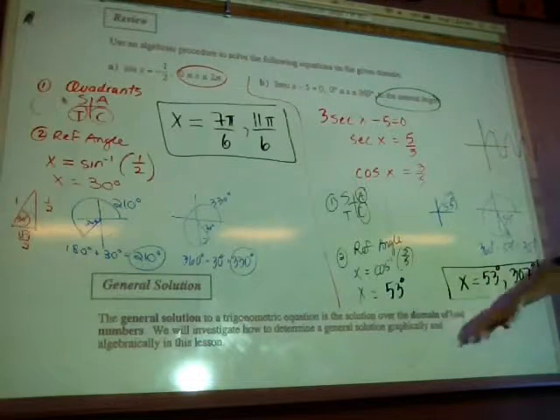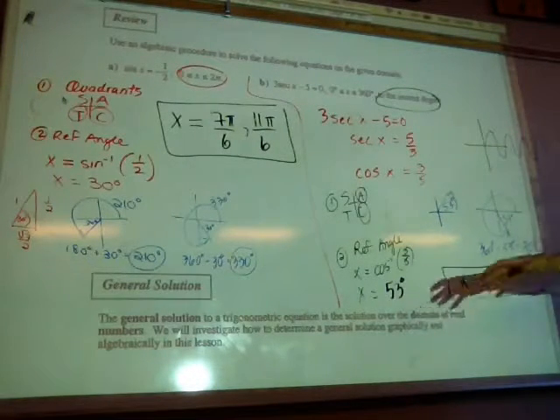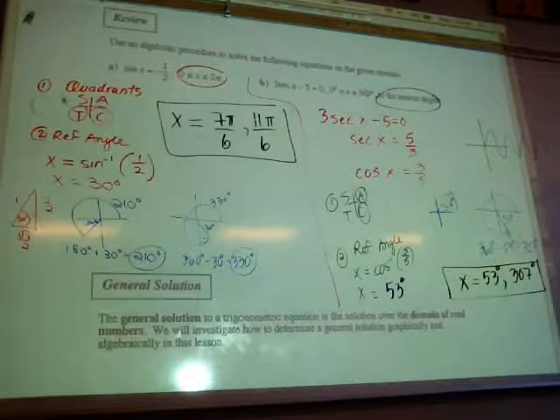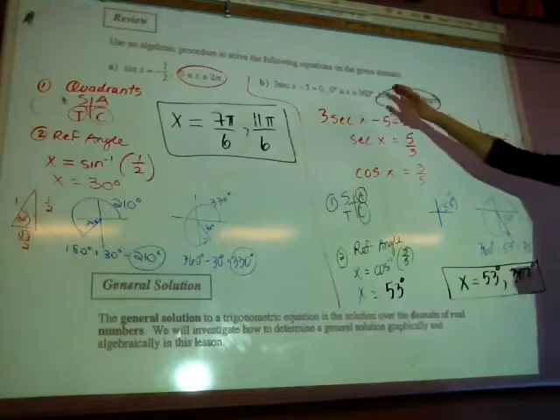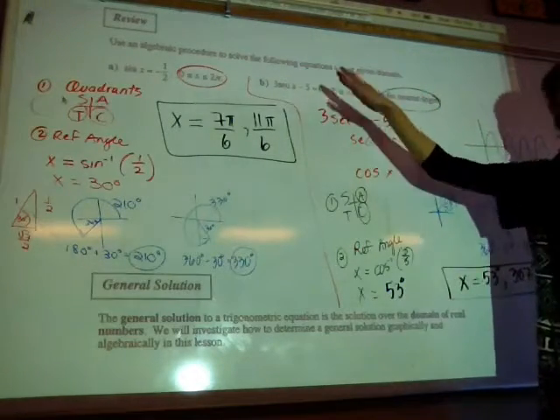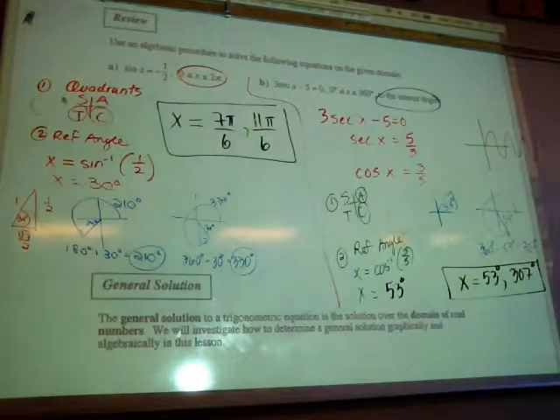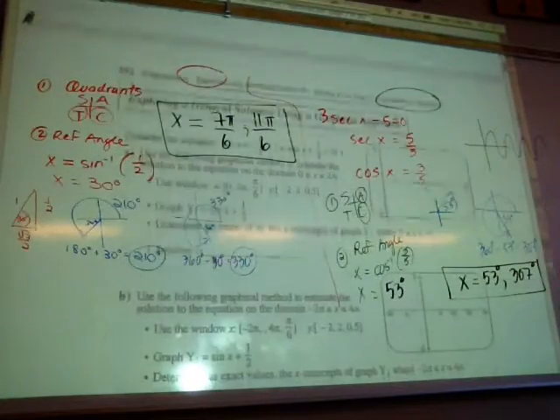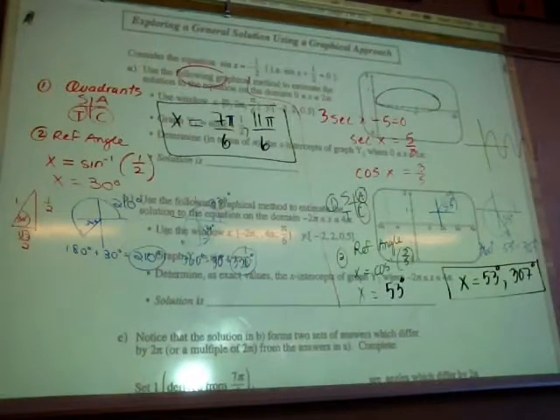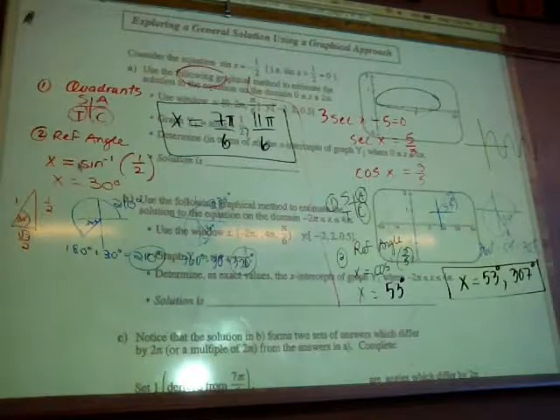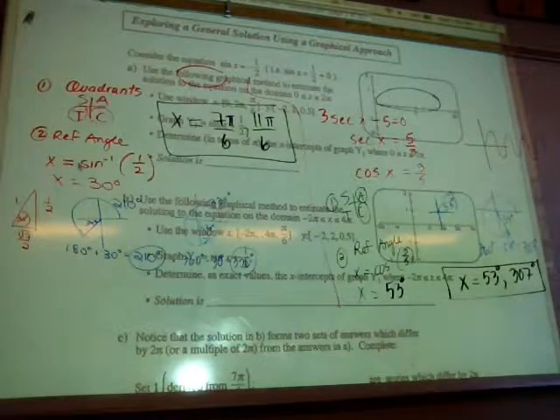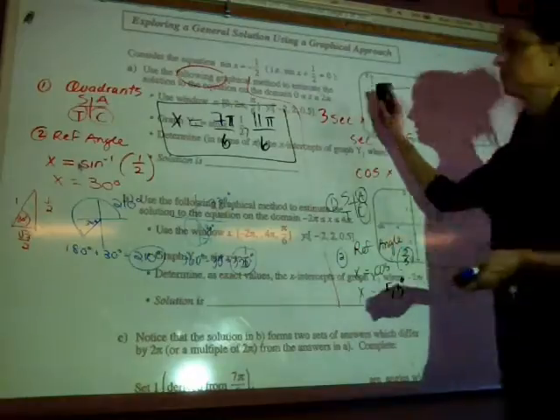So that leads me to the general solution. General solution is basically the solution when the domain is all real numbers. There's no restriction between 0 and 360 or 0 and 2 pi. You'd find solutions to infinity, basically. So let's explore a graphical approach on how to solve this exact same question, and then we're going to lead into finding infinite solutions.